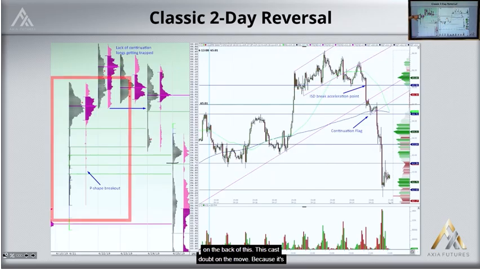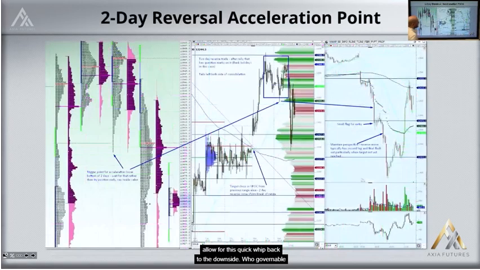This cast out on the move because it's a liquidation move. This accepts value. Tiring, unable to move higher, no continuation pattern. The acceleration point then can allow for this quick whip back to the downside. We'll have another look. Again, what I would call your acceleration point. And this is where you get an additional test.